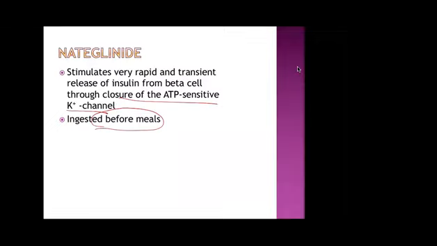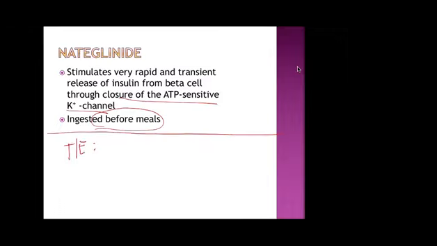O guys, review tayo ng insulin secretagogues. Ang insulin secretagogues ay mga gamot na nag-e-enhance ng release of insulin. So we have three groups. Number 1, sulfonylureas. Number 2, we have meglitinide. And number 3, D-phenylalanine derivative. So yan ang mga examples.